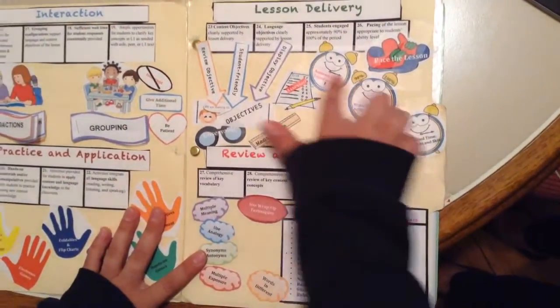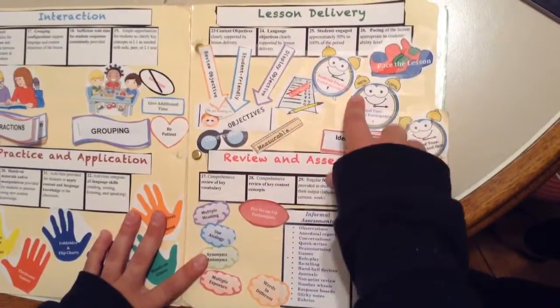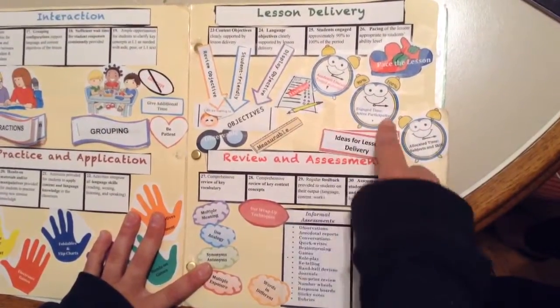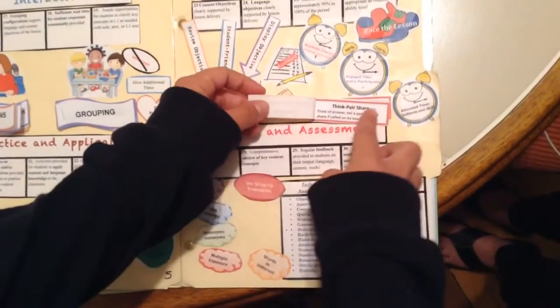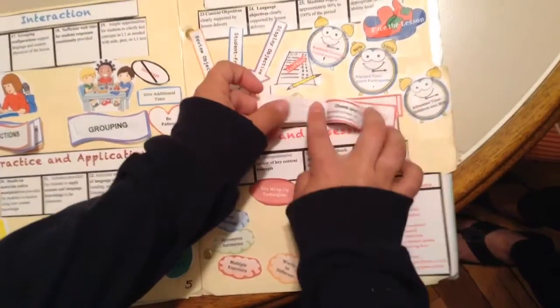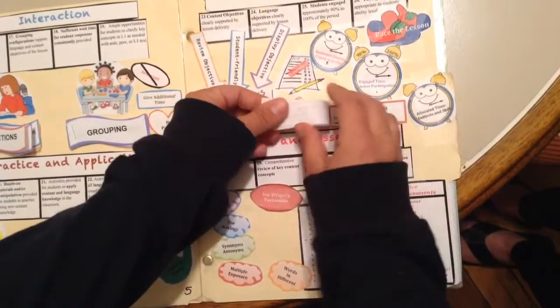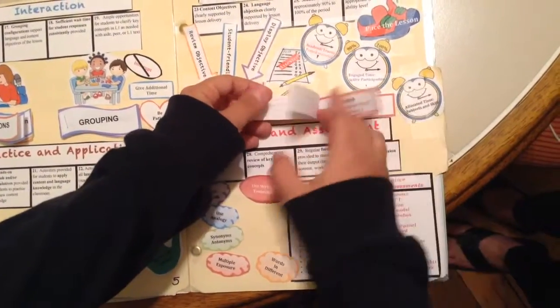We see this by the clock. It reminds us that 90 to 100% of the time needs to be engaged in activity. Here we have a little flip of ideas for lesson delivery: think, pair, share, chunk and chew, writing headlines, Roman review, just different things like that we can do.